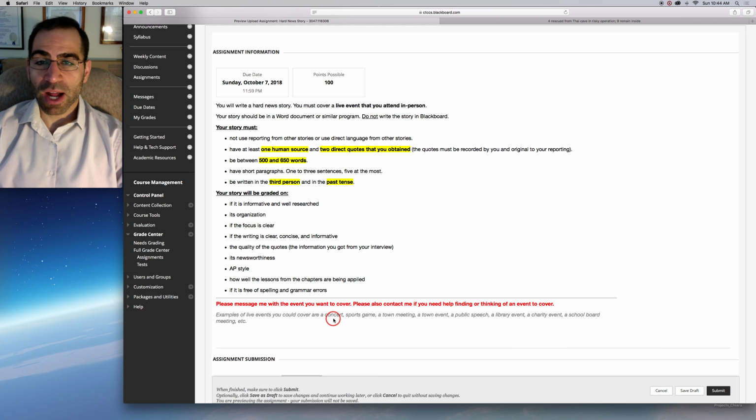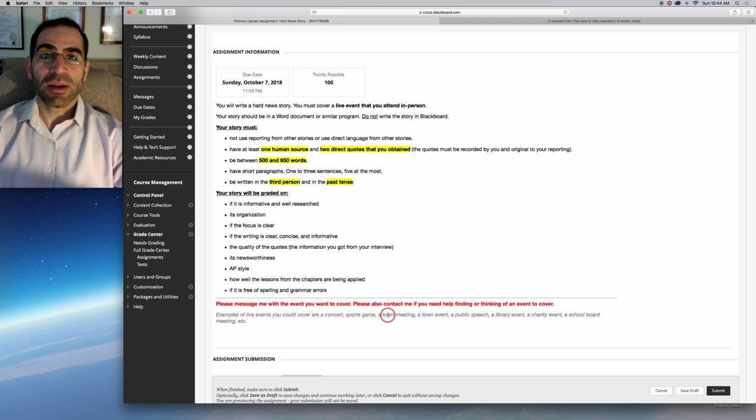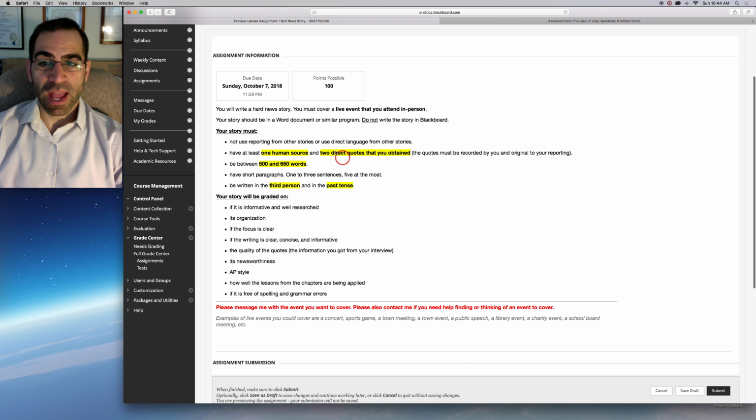So if you go to a concert, if it's a local one that you can talk to the musicians, maybe you talk to one of the band members and get some quotes from them. Or you can talk to somebody else that's witnessing the concert. Why did they come? If it's a town hall meeting, maybe you go talk to one of the people that were presenting. Maybe you talk to somebody else that came. Why is this issue important to them? Why do they come to listen to this town hall meeting? So you have to go and you have to go talk to somebody.